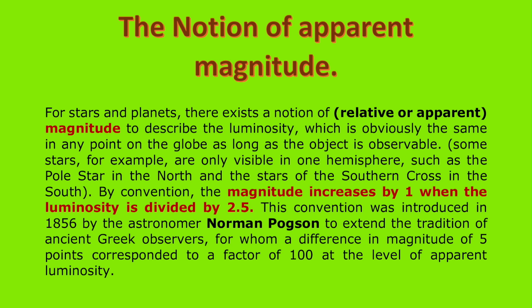Some stars, for example, are only visible in one hemisphere, such as the pole star in the north and the stars of the Southern Cross in the south. By convention, the magnitude increases by 1 when the apparent luminosity is divided by 2.5. This convention was introduced in 1856 by the astronomer Norman Pogson to extend the tradition of ancient Greek observers for whom a difference of magnitude of 5 points corresponded to a factor of 100 at the level of apparent luminosity.